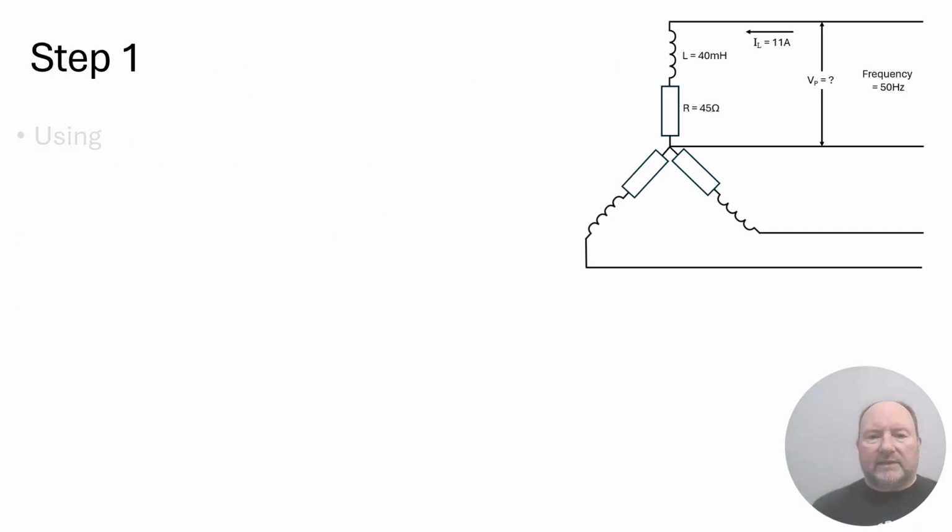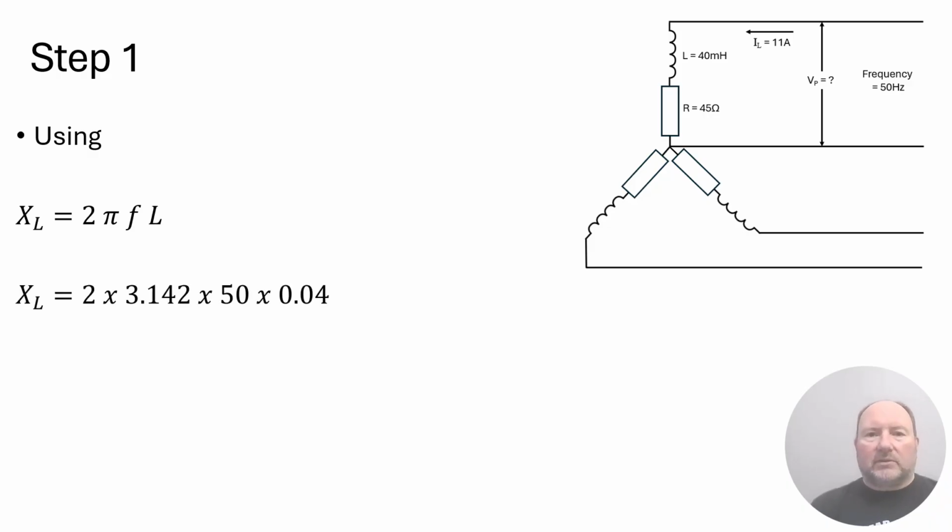To find the reactance, we're going to use XL is 2 times pi times F times L. So I'm using 2 times pi, the value of pi I'm using is 3.142, times 50, which is the supply frequency in hertz, times L, the inductance in henry, which is 0.04 or 40 millihenry. And when you put those into a calculator, you get 12.57 ohms.